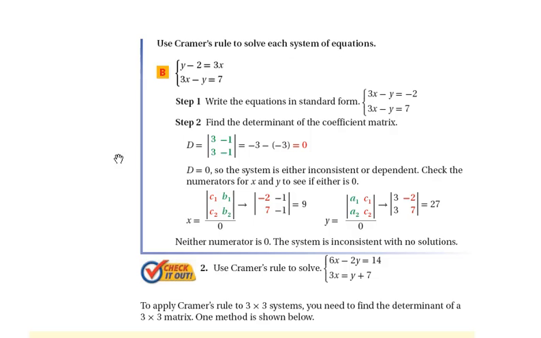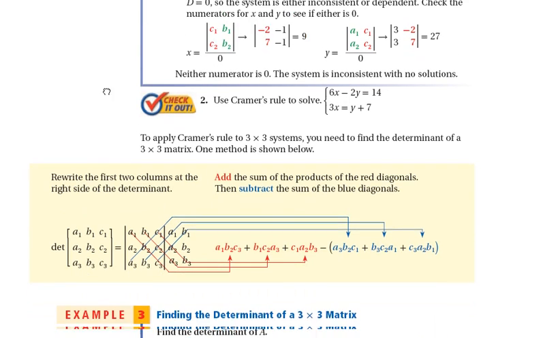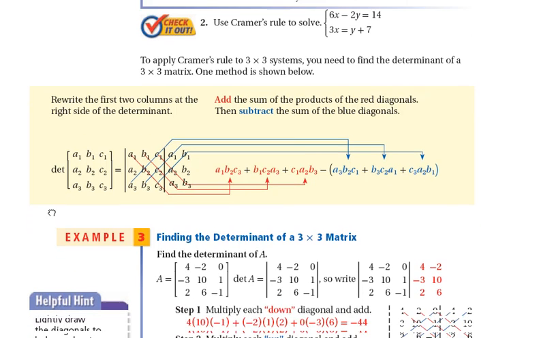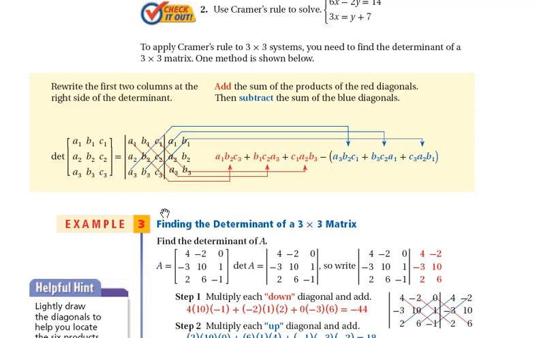Then, here's another example. Then taking a look at how to find the determinant of a 3 by 3 matrix. This is a little bit more complicated, but the math behind it is not too difficult. What you do is you take a 3 by 3 matrix and you rewrite the first two columns next to it, and then you're multiplying these diagonal lines in red, and you're multiplying these diagonal lines in blue, and you take the sum of the red and the sum of the blue, and then you subtract those two.